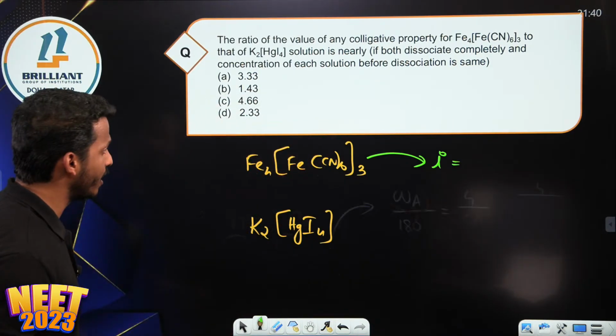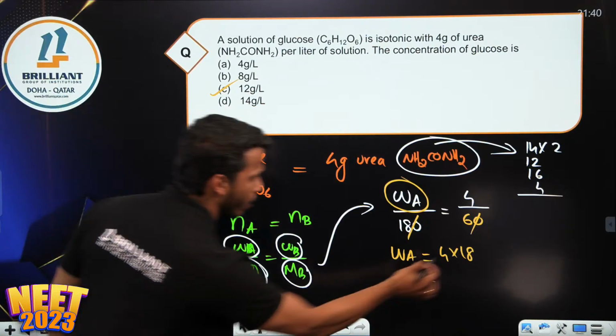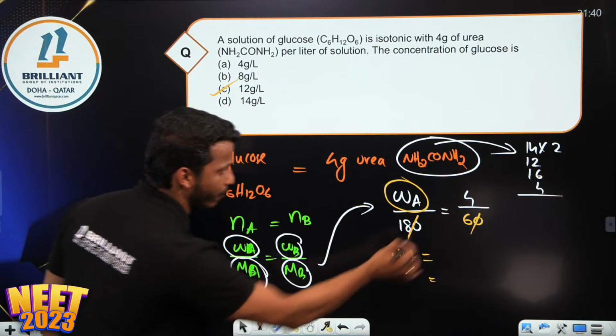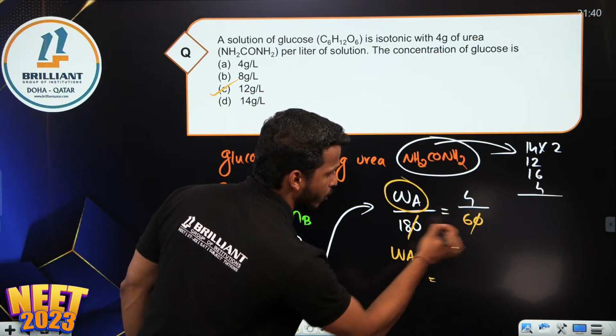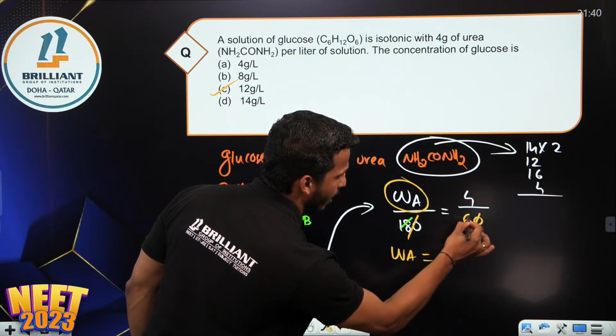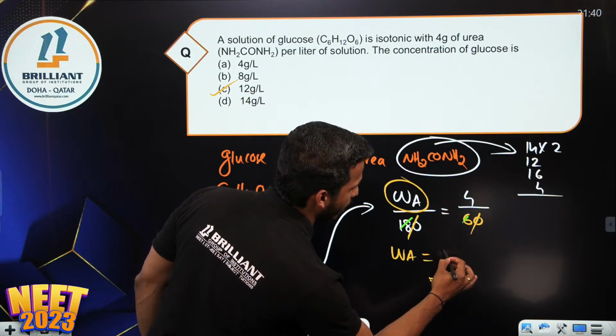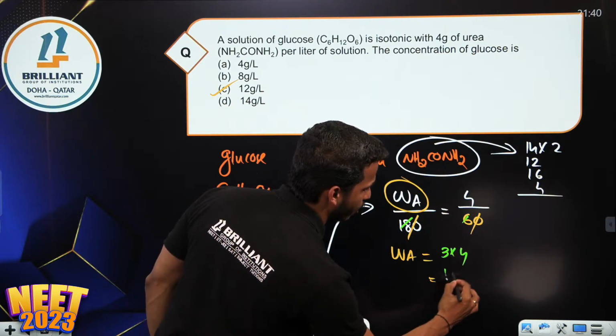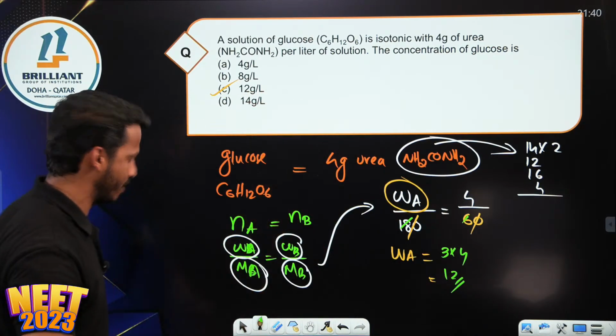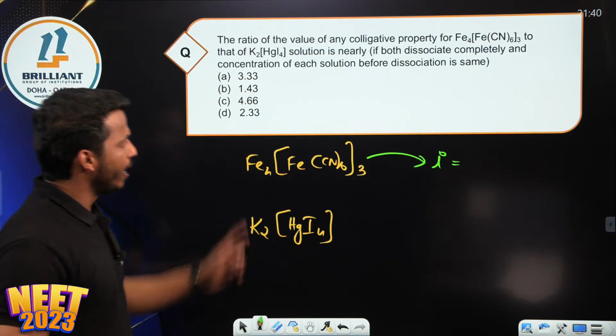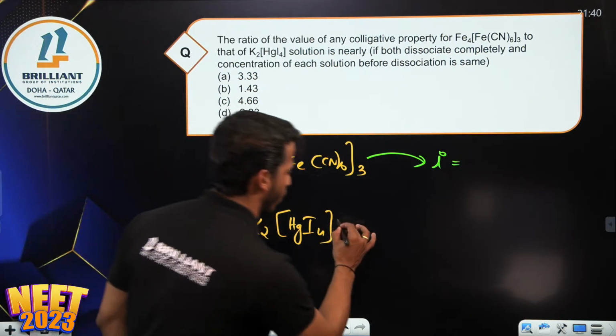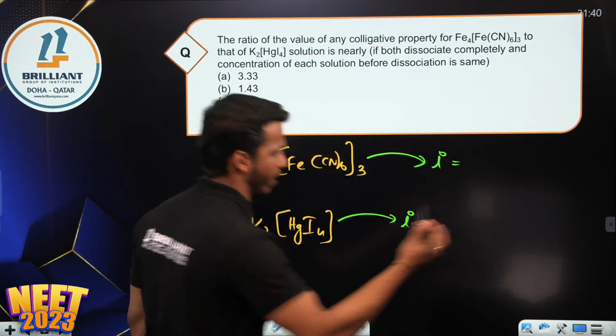Yes, correct. In the previous case I told you it's actually not 4 into 16. So we can cut it, 3 we can cut, and we'll get 3 into 4, which is 12. Option C is the correct answer. In this question, the I value we have to equate.